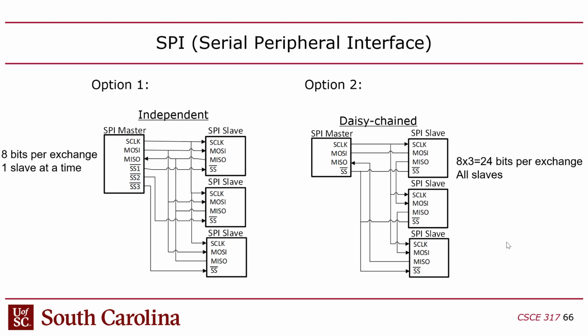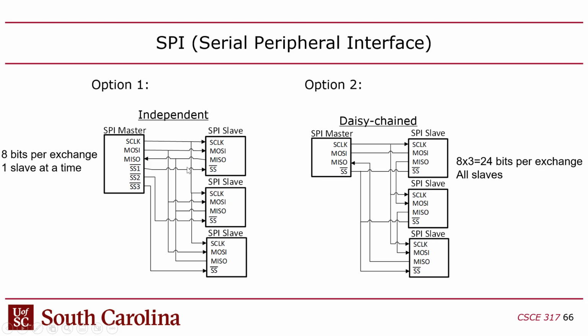Another option is to use this independent approach where the master has multiple slave selects that go to each independent slave. Now, with the daisy chain, the problem is that the slaves, of course, have to support this daisy chain, and you may have peripherals that don't support that.